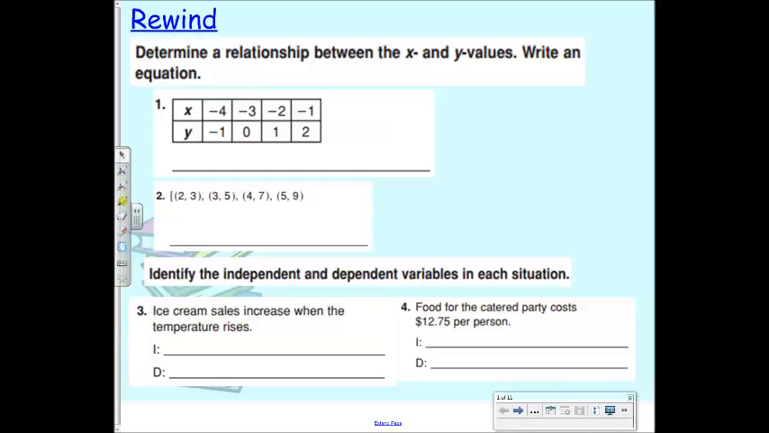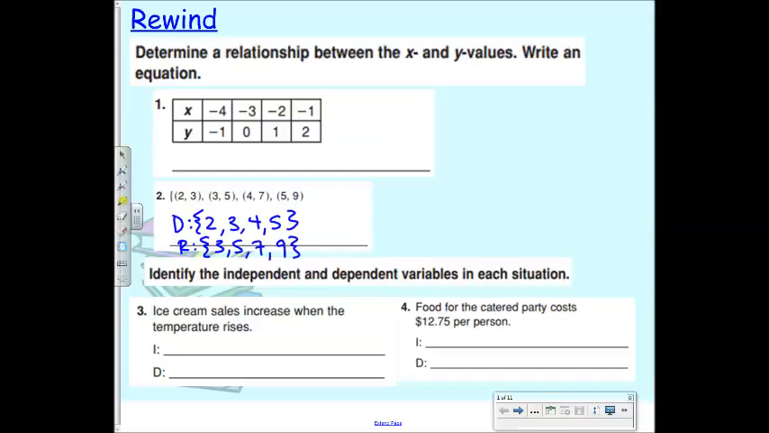Okay, somebody walk me through number 2. What's the domain and range for number 2? What's the domain for number 2, Diego? 2, 3, 4. And then what's the range? 3, 5, 7, 9. How do you figure out what that equation is?